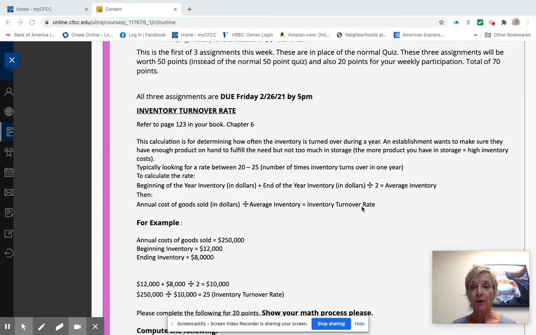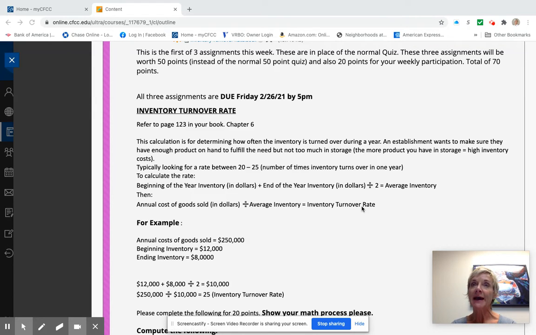So there's a math equation that can be done to come up with a number figure to show you how many times you turn your inventory over in 1 year. And it's pretty simple once you understand the process. And that's what it explains here in this section. Typically, you're looking for your inventory to turn over about 20 to 25 times a year. So about twice a month, if you want to look at it that way.